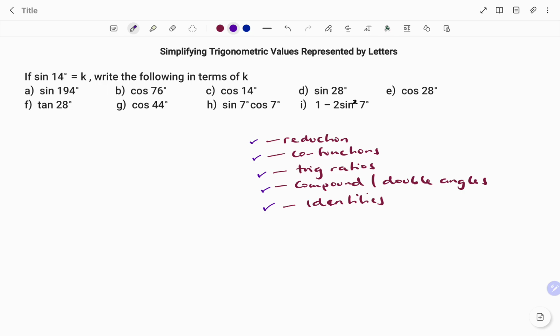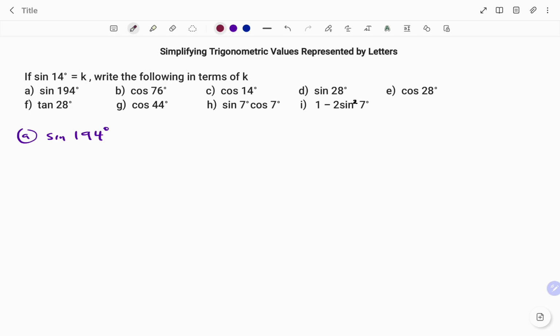We have: if sine 14 degrees is equal to k, write the following in terms of k. The first question says sine 194 degrees. In order to reduce my sine 194, I'm going to use my CAST diagram.